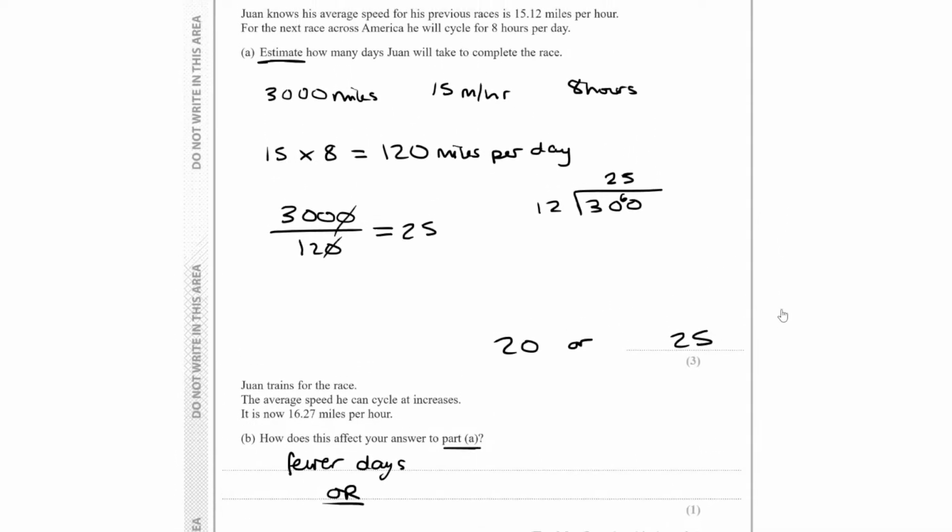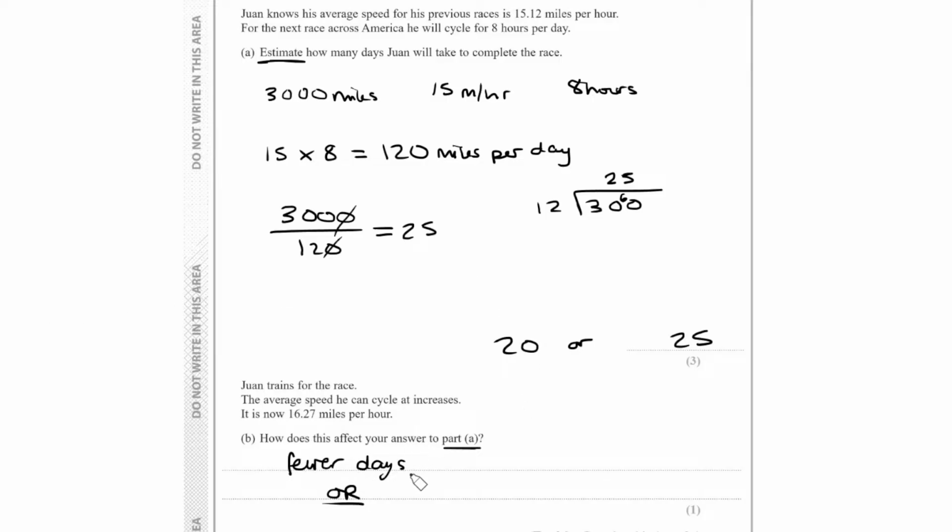However, the other thing you could say is it would take him less time. Effectively that's kind of the same thing, I would imagine. Or if you're really reading the question, it says, how does it affect your answer to part A? Well, because we estimated, it depends. Because I obviously rounded 15.12 down to 15. Now imagine if you had 16.27, would you have rounded it down to 15 as well? Because if you'd have rounded 16 down to 15, then it wouldn't have affected your answer at all. If you'd have rounded both of them to the same number, you'd get the same answer.